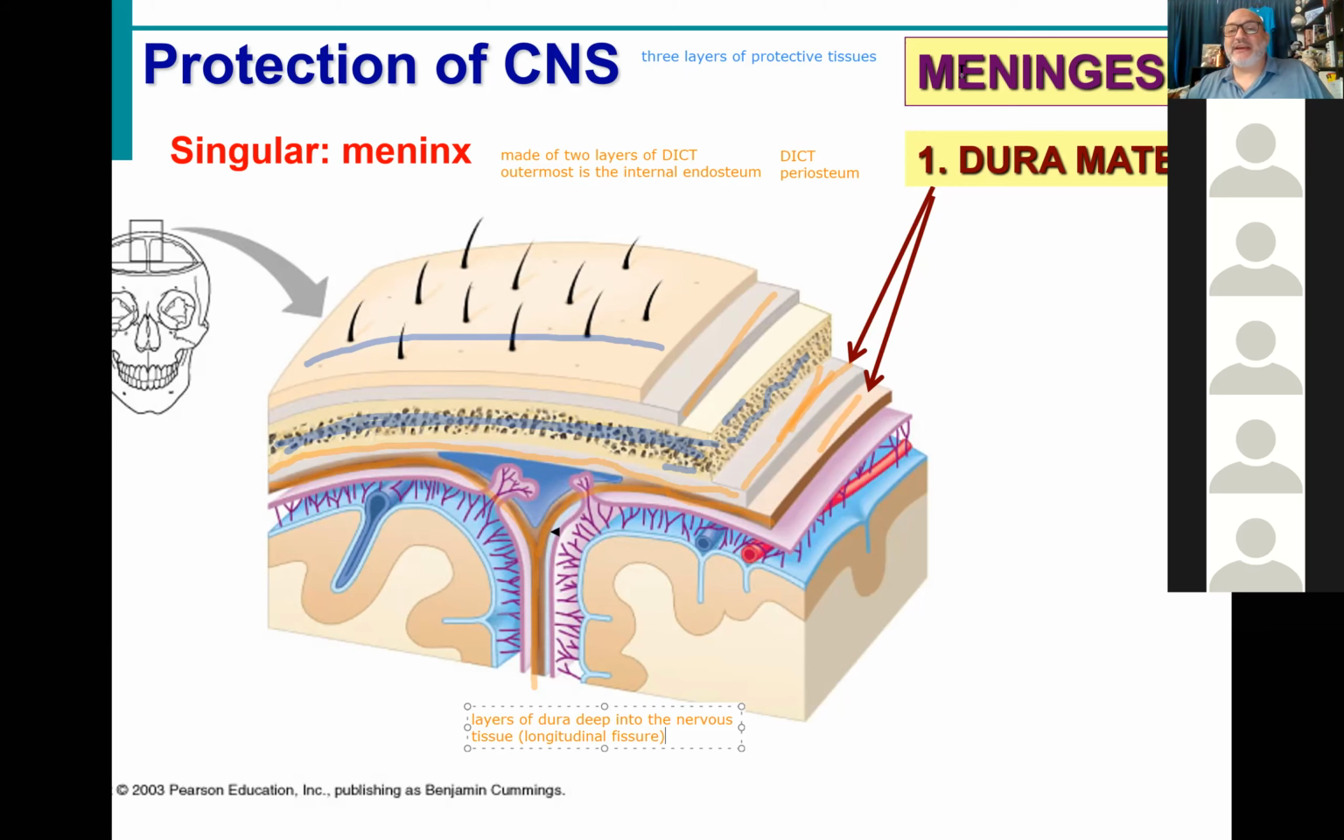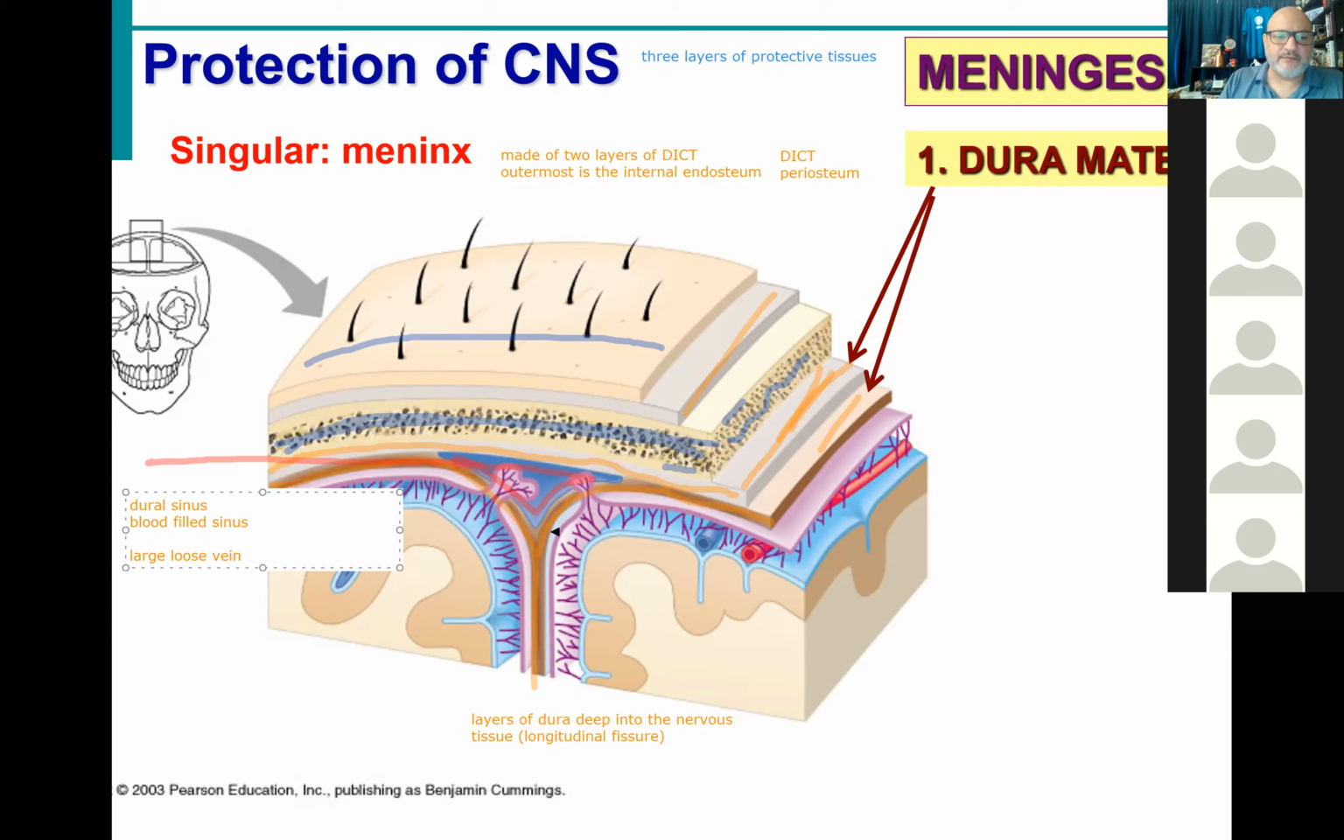And the second big advantage of this we see right here. In between the two layers, we can form a big space, and that big space is known as the dural sinus. Now, when we talked about sinuses before, we were talking about our bones and they were air-filled sinuses. This is actually a blood-filled sinus. A sinus is the name for a very large, very loose vein. And I'm not sure we've done this in this class, but how do you define a vein?